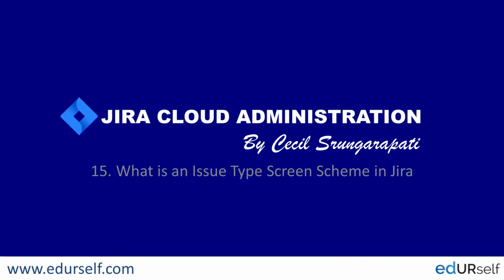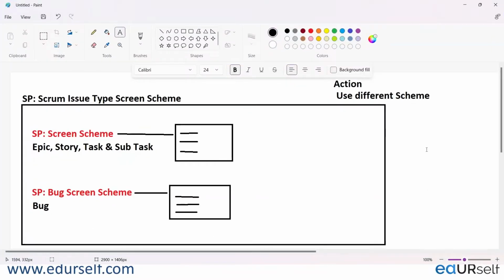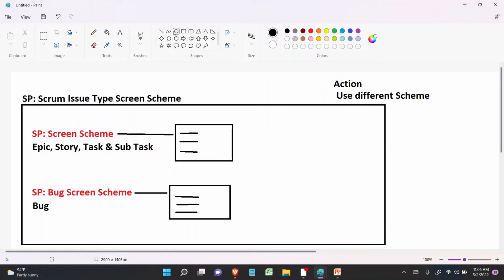Alright, now let's understand what is an issue type screen scheme in Paint, and after that we will be navigating to the JIRA software and having a look directly in the software. Whenever a project gets created in JIRA, there will be a default issue type screen scheme. So let me show you.